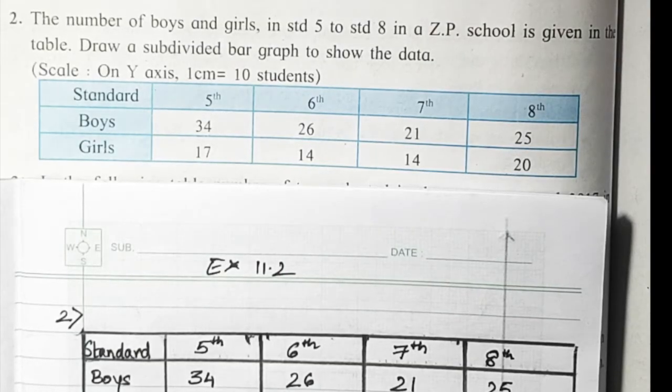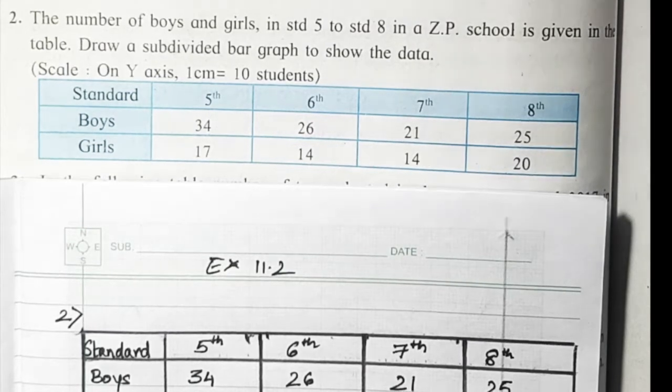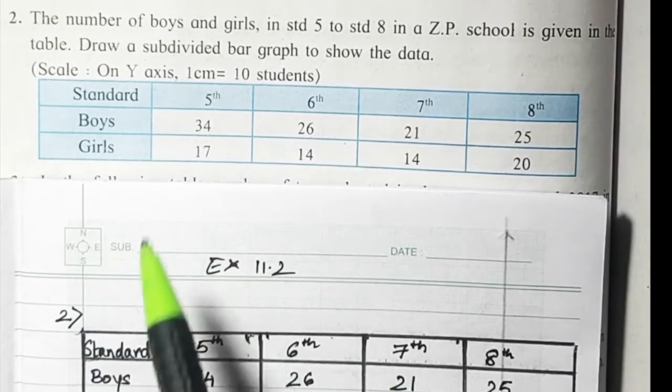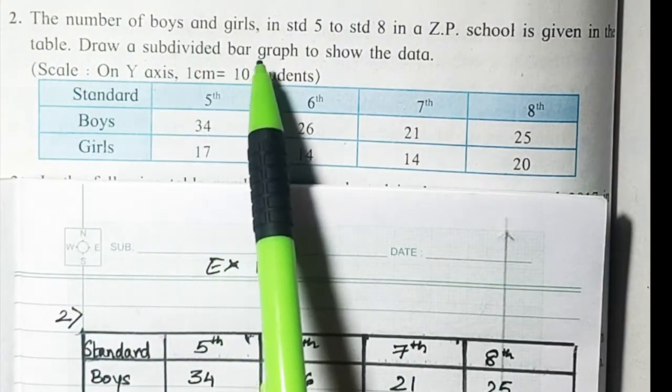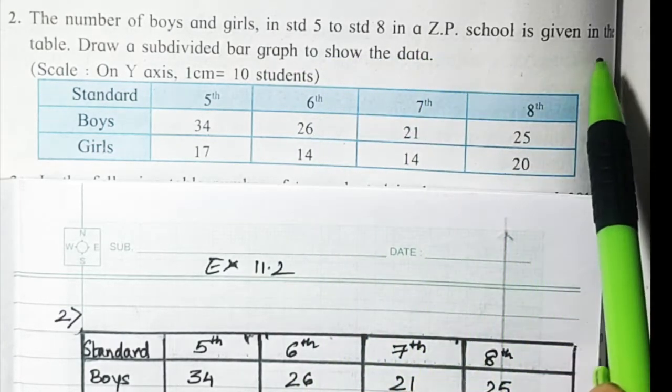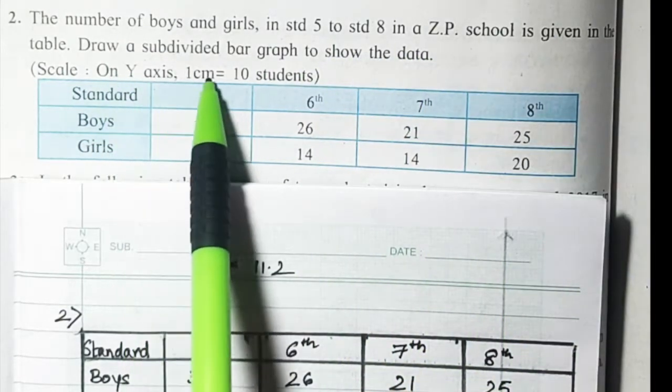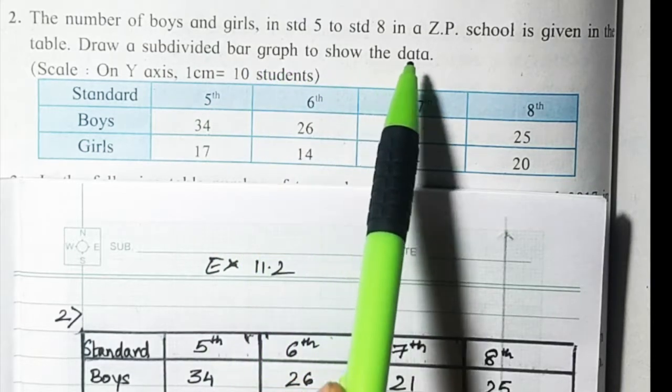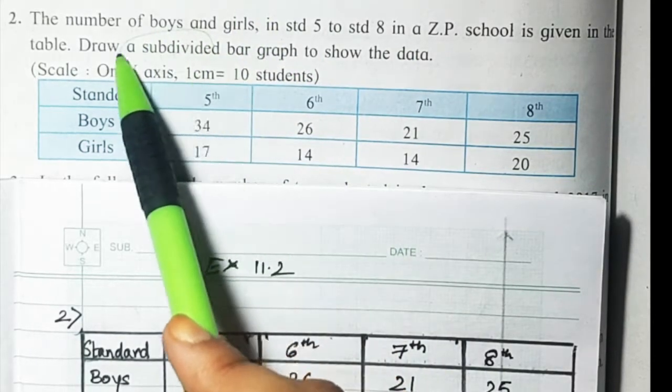Okay, let's begin with sum number 2 of exercise 11.2. Here they say the number of boys and girls in standard 5 to standard 8 in a ZP school is given in the table. Draw a subdivided bar graph to show the data. Now remember, this is subdivided.